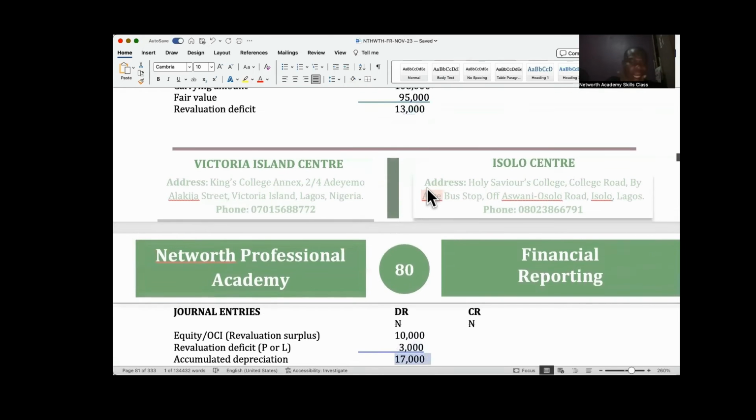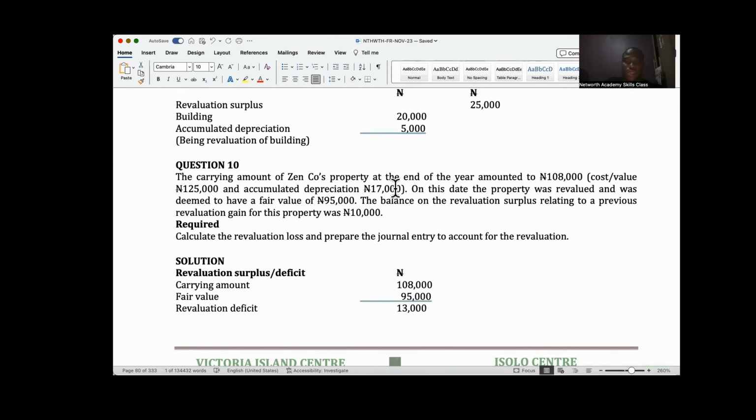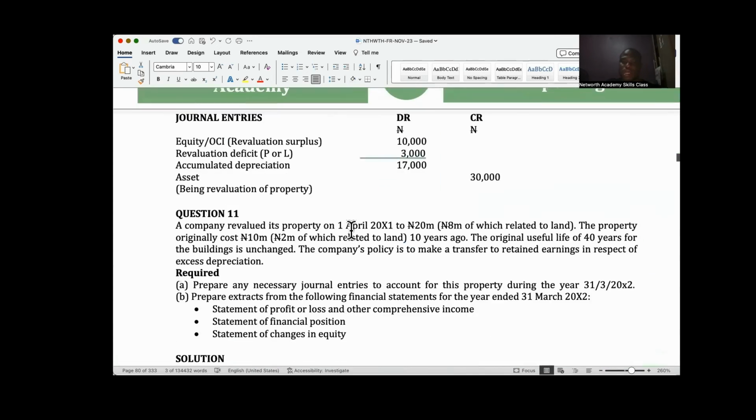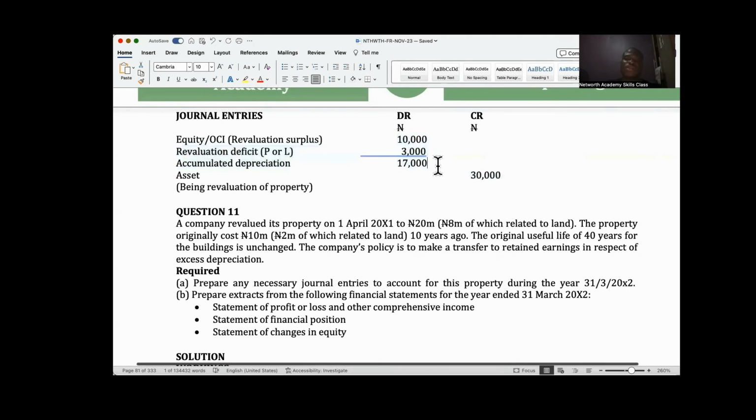Thereafter, our asset initially, the cost of the asset was 125,000. Now, it has been updated with fair value to 95,000. That means we need to decrease it by 30,000, from 125 to 95. That is why we are crediting this asset with 30,000, so that it can decrease from 125 to 95. You will see that my total debit is 30,000. If you add them together, it tallies with my total credit of 30,000.